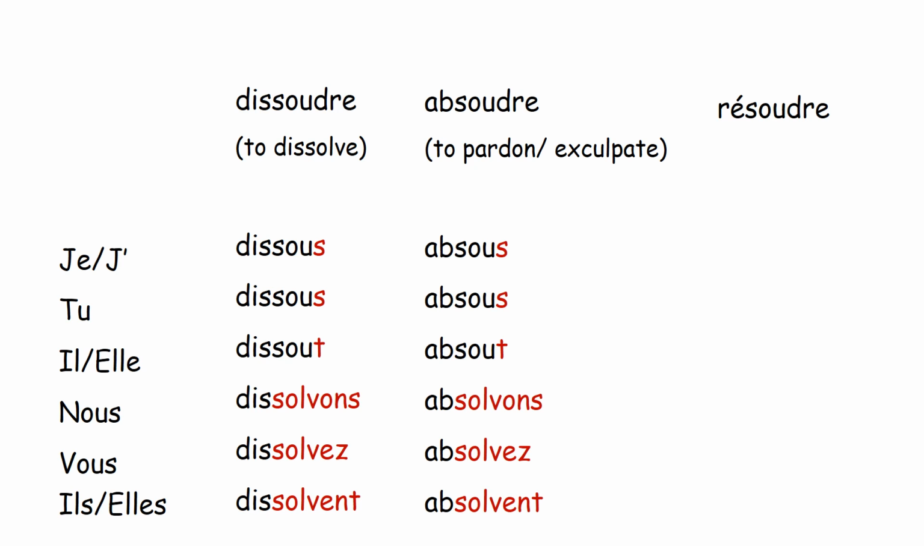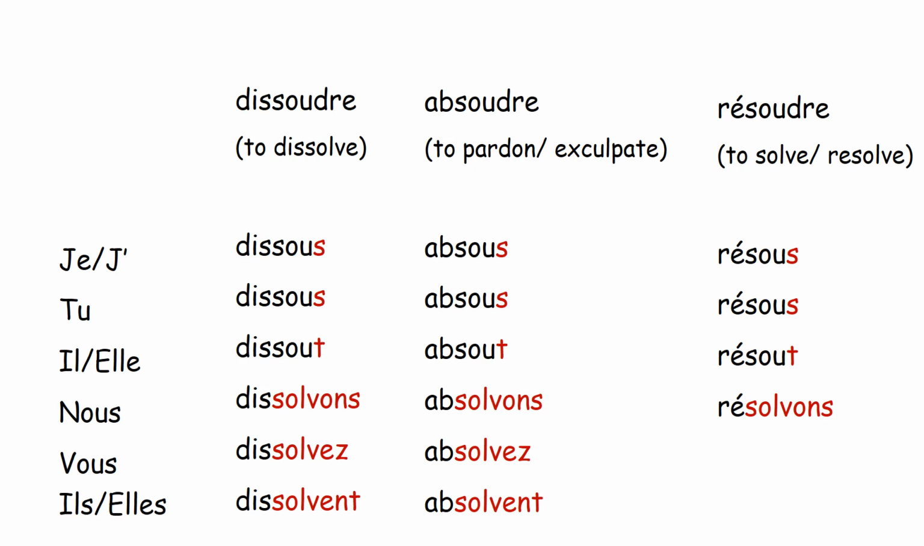The last one, the verb résoudre. Try to conjugate by yourself and afterwards you can verify your answers. I'm giving you the answers here. You can just verify after finishing your conjugation. So the answer is je résous, tu résous, il or elle résout, nous résolvons, vous résolvez, ils or elles résolvent.